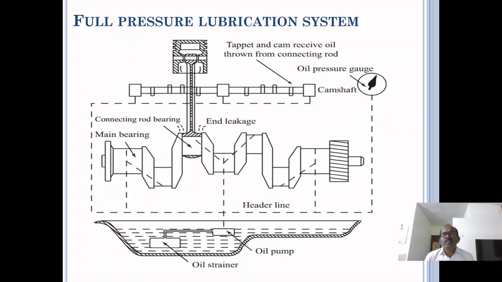This is the full pressure lubrication system. The diagram shows the full pressure lubrication system. At the bottom of the engine, the oil tank is there. The oil is stored in this tank. The function of the oil strainer is to remove the foreign particles and contaminated particles from the oil. The oil pump pumps the oil to circulate to the various moving parts to reduce wear and tear, like the main bearing and camshaft bearing.